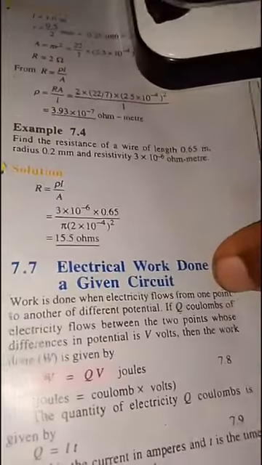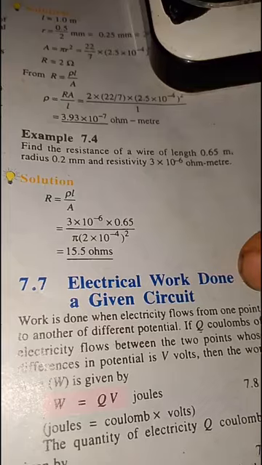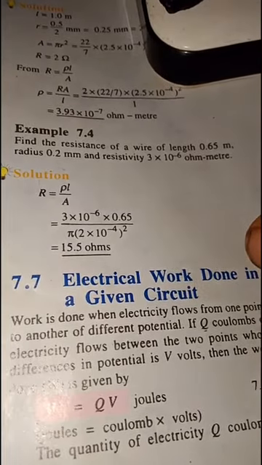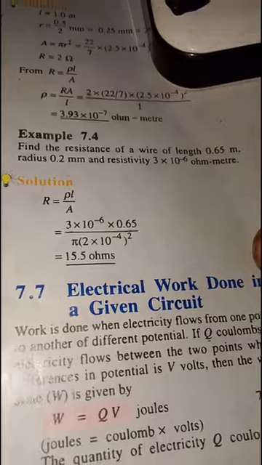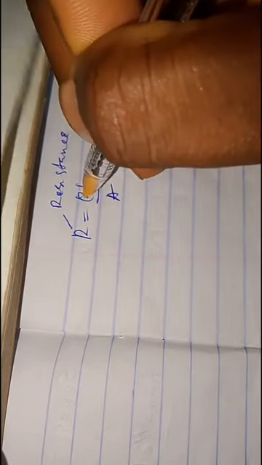So let's see if we can solve some questions. Now let's check out this question. The question says: find the resistance of a wire of length 0.65 meters, radius 0.2 millimeters, and resistivity 3 times 10 to the power minus 6 ohm meter. Before I start solving this, take note that resistance is equal to rho L over A.